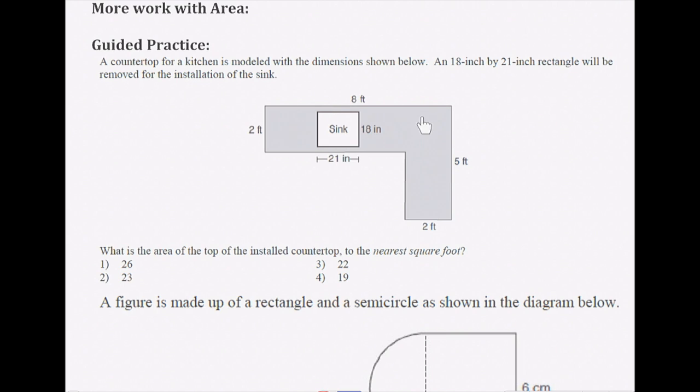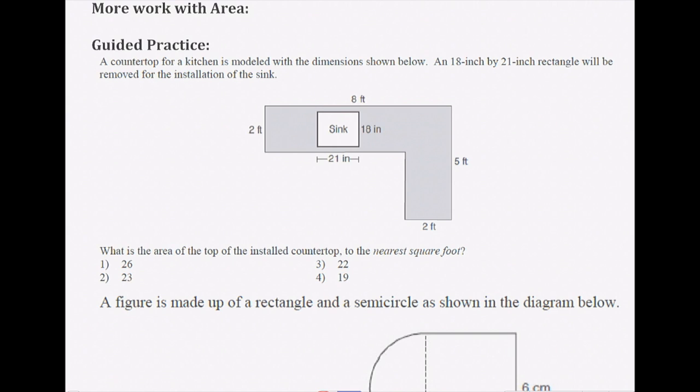So the countertop is starting off as this gray area here, and they're punching out a hole to put the sink in. So how much material is left, or how much space is left on the countertop in this kitchen so that people can actually prepare food and unload their groceries? Some of the dimensions are given in inches, which I'm going to have to take care of because they're asking for me to figure out the area to the nearest square foot.